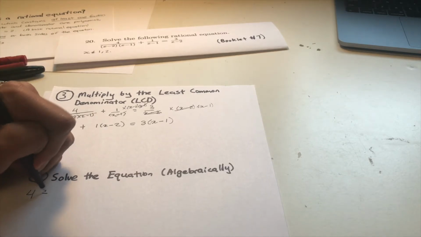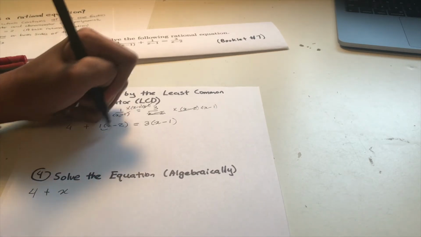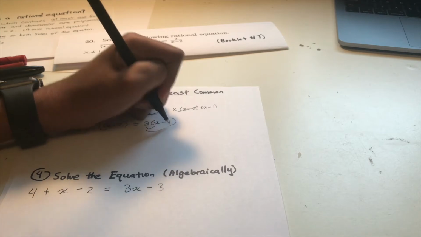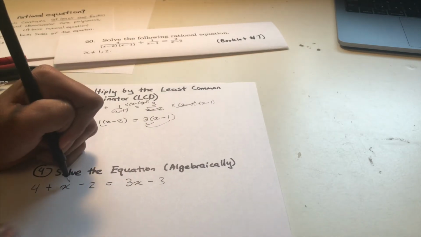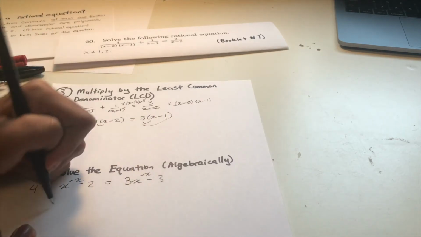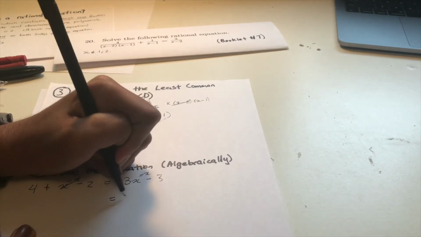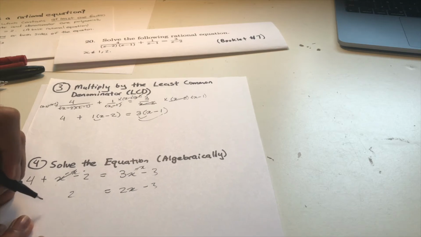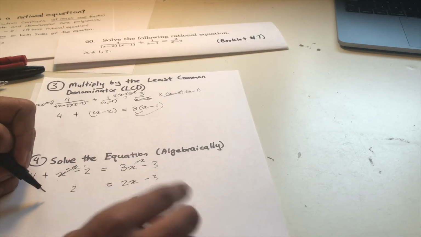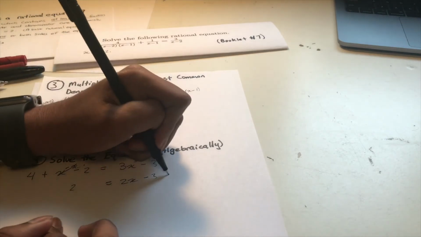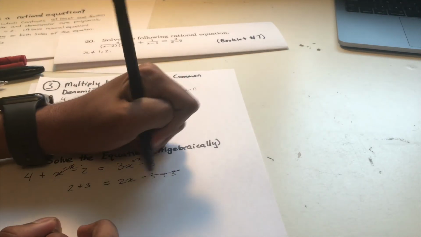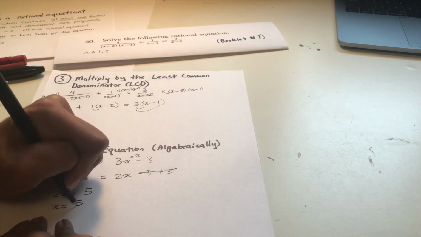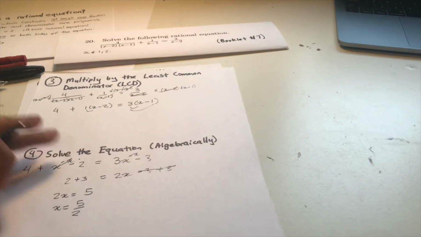When we expand this, we get 4 plus x minus 2 is equal to 3x minus 3. From here we want to isolate for x, so we'll subtract x from both sides in order to remove the x on the left side of the equation, which after simplifying gives us 2 is equal to 2x minus 3. From here we want to eliminate that minus 3 on the right side of the equation, so we'll add 3 to both sides, which will give us 5 is equal to 2x. I flip the variable to the left side because I want to have the x on the left side, and we get x is equal to 5 over 2.